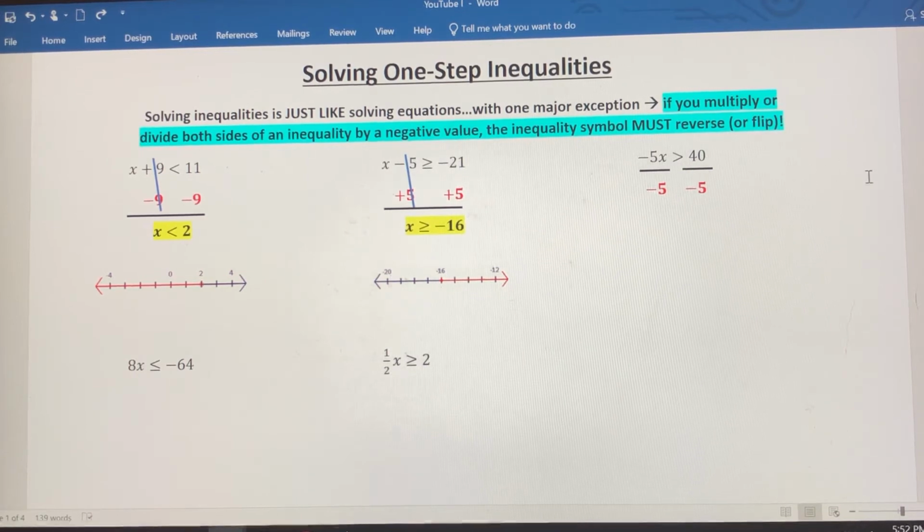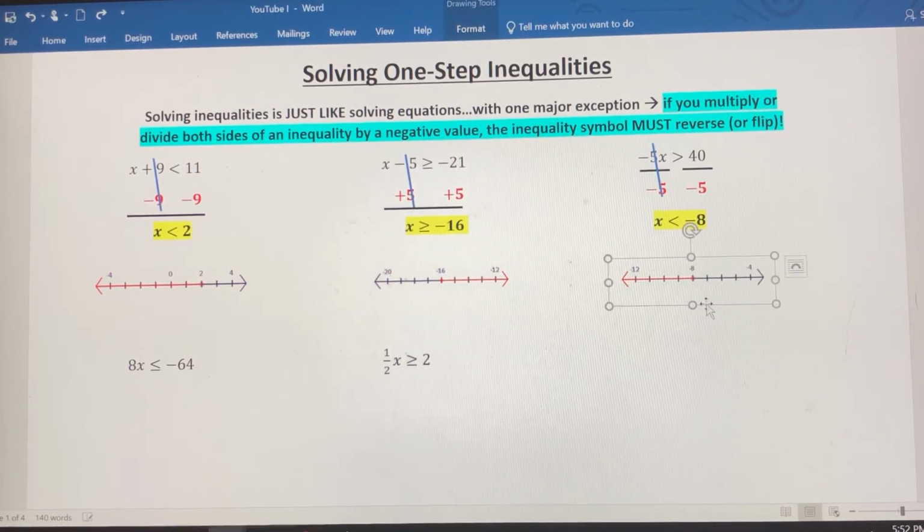When I do that, on the left side the negative 5's cancel out. I divided by a negative on both sides, so the inequality symbol has to flip from greater than to less than in my answer. So x is less than negative 8. When I plot that on the number line, I have an open circle on the negative 8. Less than means to the left, so this would be the graph of my solution.